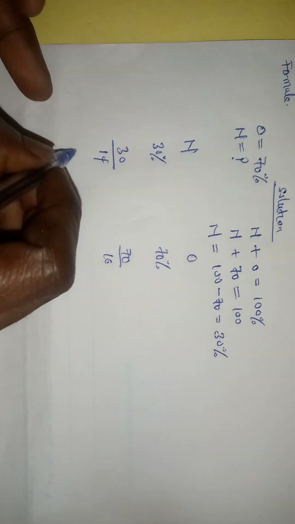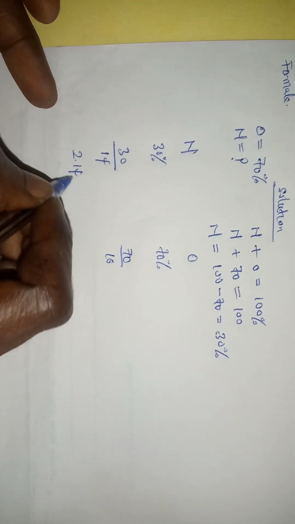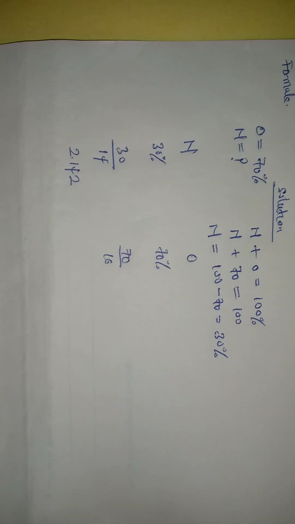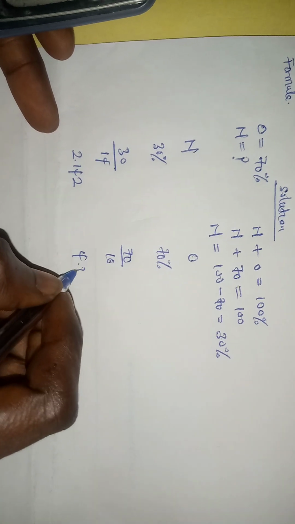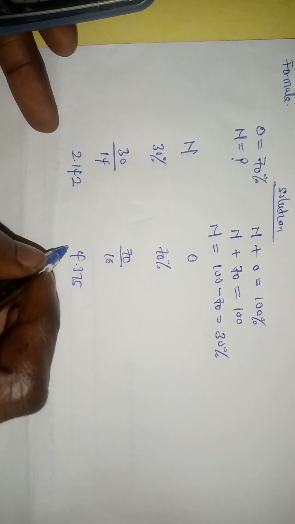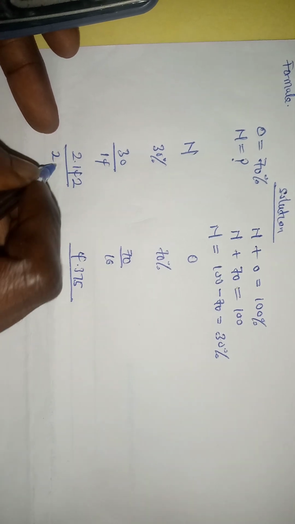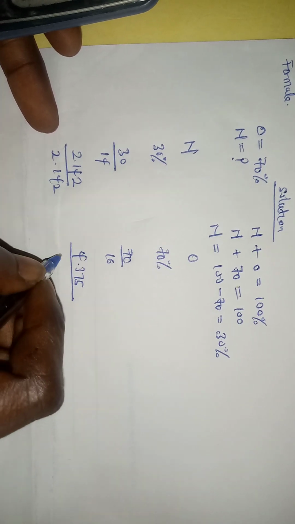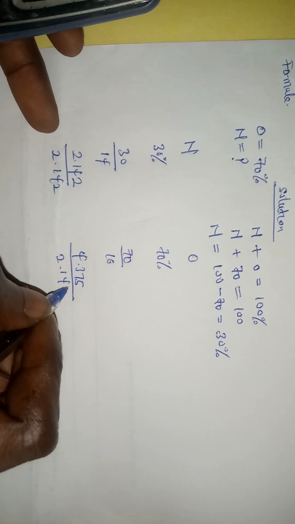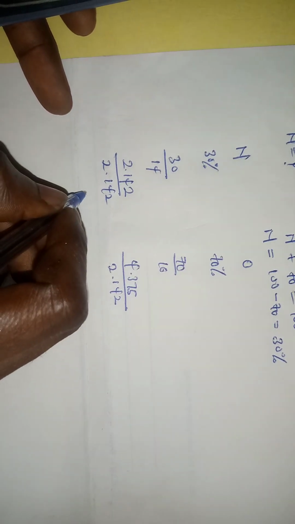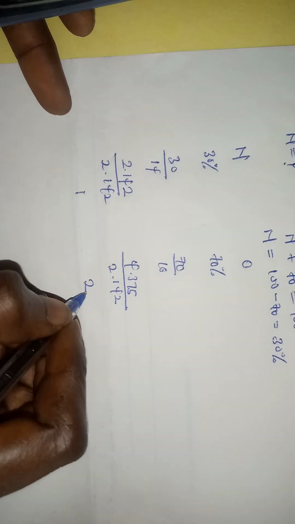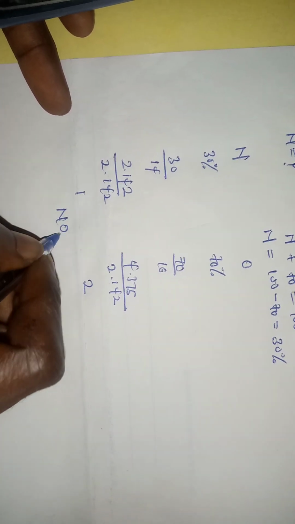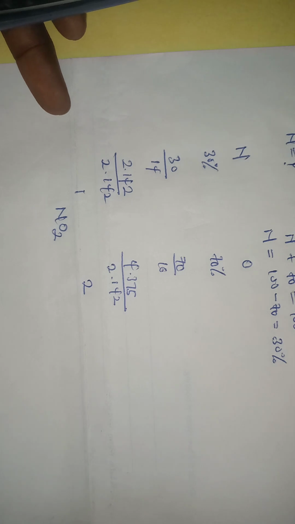30 divided by 14 is going to give us 2.142, and 70 divided by 16 is going to give us 4.375. Divide both sides by the smallest one, 2.142. It gives us a ratio of 1 to 2, that is NO2. This is the empirical formula.